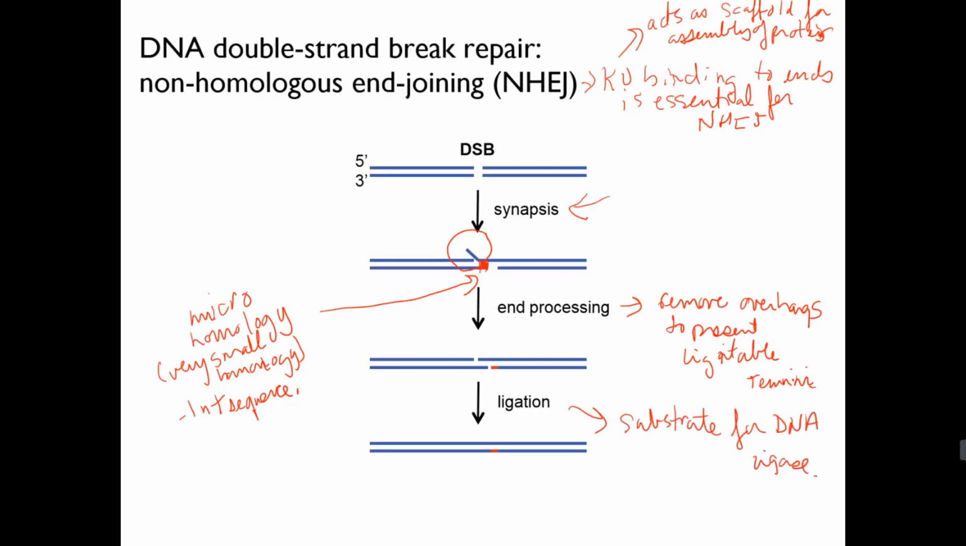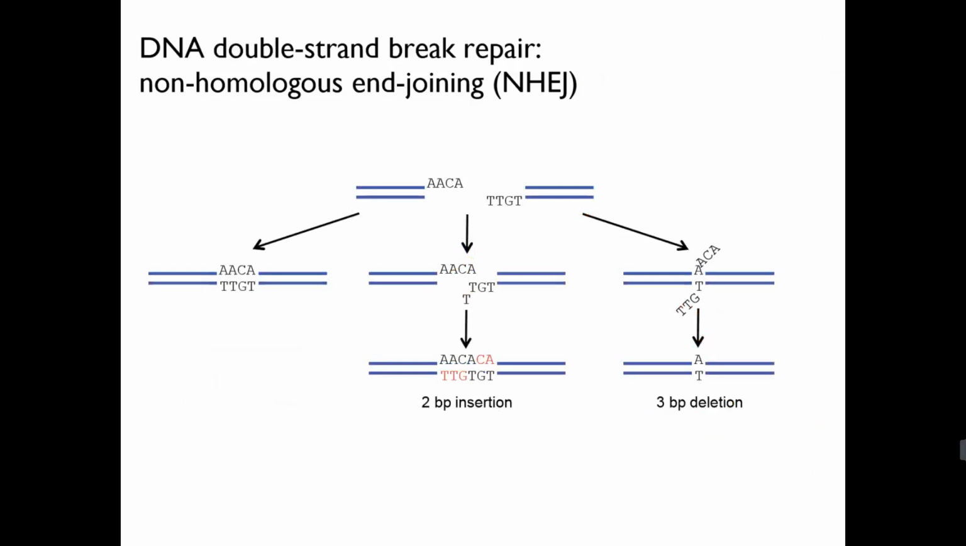Which can then seal the break. So what I want to show you now is just a couple of ways, and this is just a simple example. I'm sure you can imagine many different ways in which synapsis of two pieces of double-stranded DNA could result in small insertions or deletions. Okay, so this is a very simple example. And in this one particularly, I think you can see that the ends of the double-stranded break are actually complementary. Right, and that's this section here and this section. So these ends are complementary.